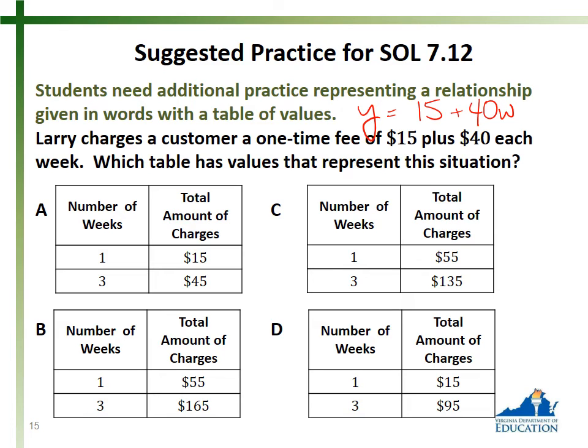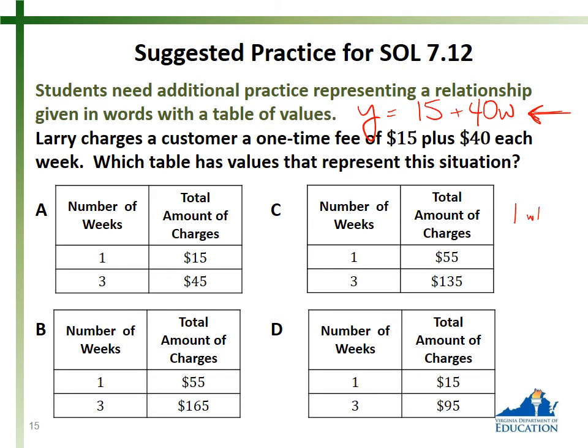So either it's a rental or a cell phone. I only know that we're paying our friend Larry, who is charging us money for something. And so I created this equation that's going to be used to figure out what our values are going to be. If I start with letter A and fill in 1 week, our 1 week charge is going to be $15 plus $40, which gives us $55.